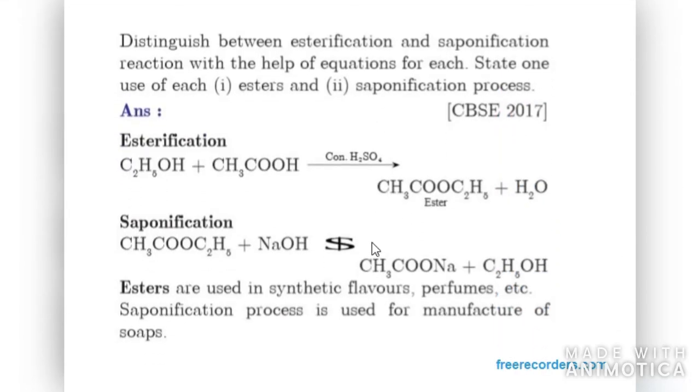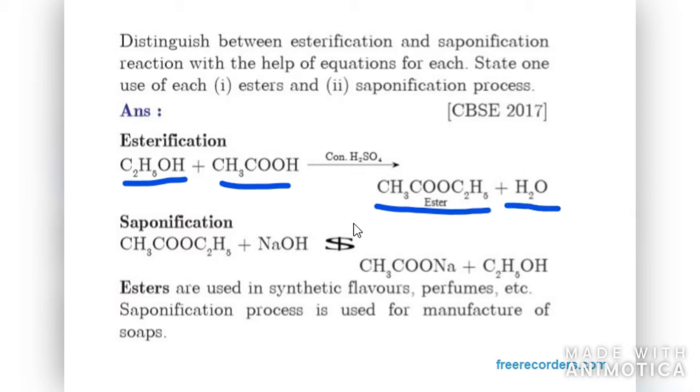Now moving on to next, it says distinguish between esterification and saponification reaction with the help of equations for each. State one use of each, that is esters and saponification. Esterification is when we have ethanol and ethanoic acid. Ethanol, when it reacts with ethanoic acid in the presence of concentrated H2SO4, forms ester and water is released.